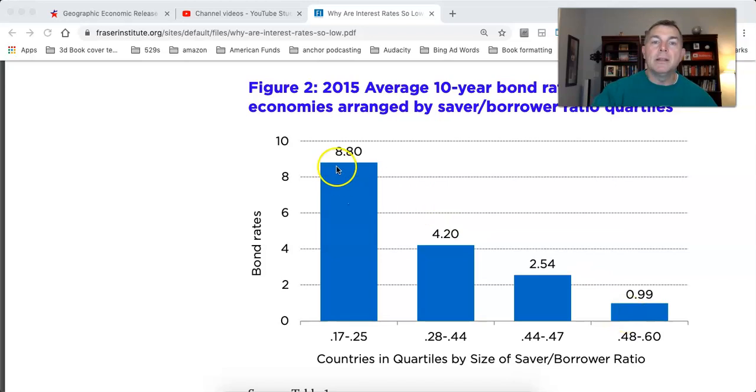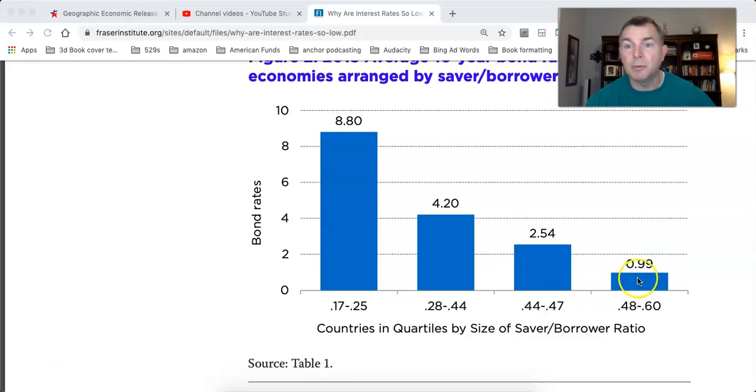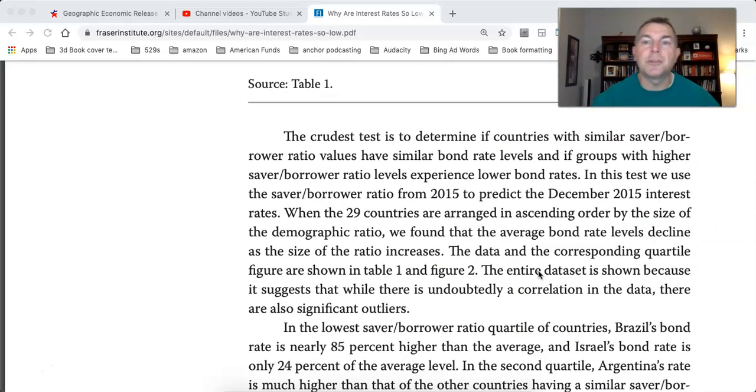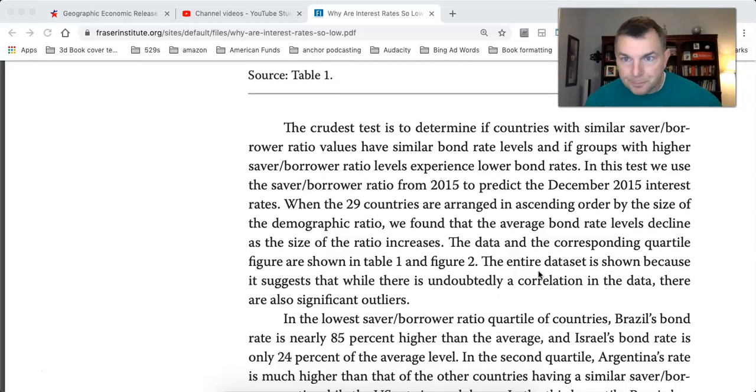You can see the higher the saver to borrower ratio, the higher the average 10-year bond, and we're talking significantly. This is the crudest test to determine if countries with similar saver to borrower ratio values have similar bond rates, and if groups with a higher ratio differ.